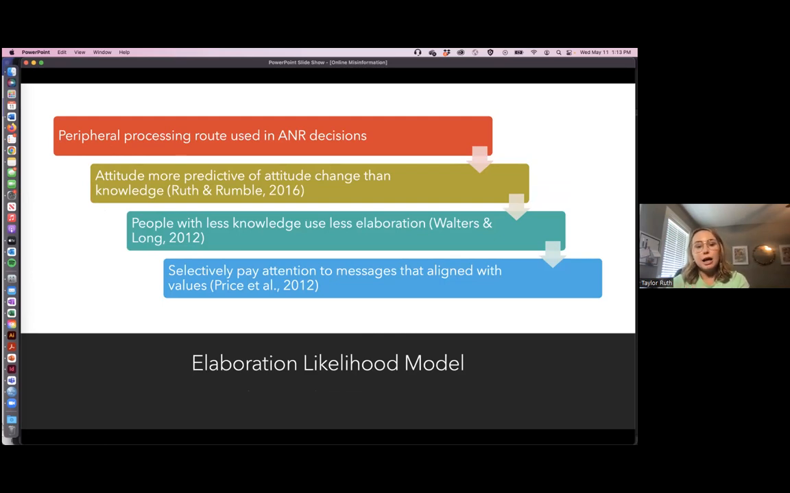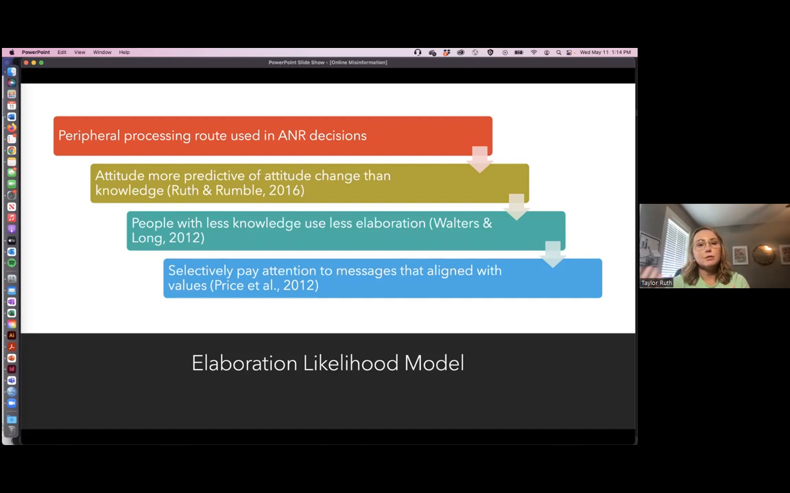And in some of the research that I've done, we've seen that their prior attitude is more predictive of changes in attitude than their prior knowledge. So attitude is more important than knowledge, which I think is challenging for some people to come to terms with in science communication, because we want to just share the facts, but that's not always what's as relevant. And people with less knowledge are going to be using less elaboration, relying on those peripheral cues like images, message frames, as well as sources.